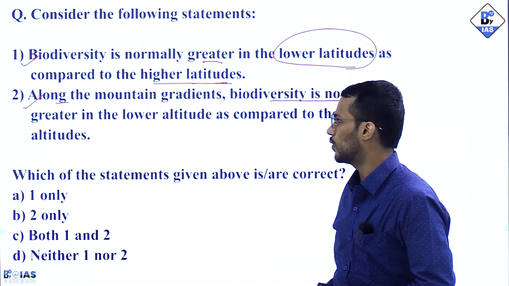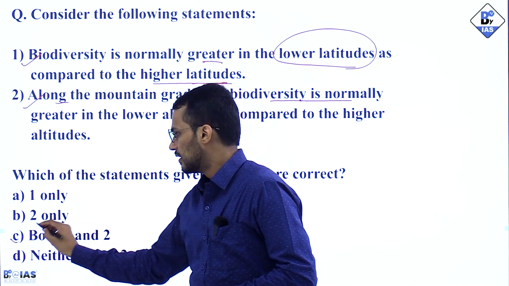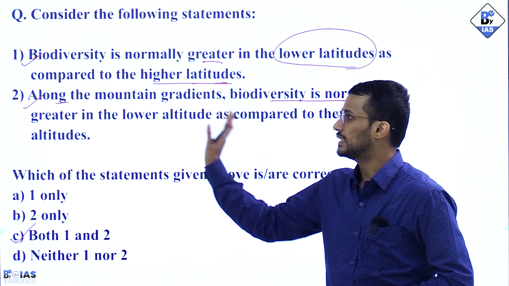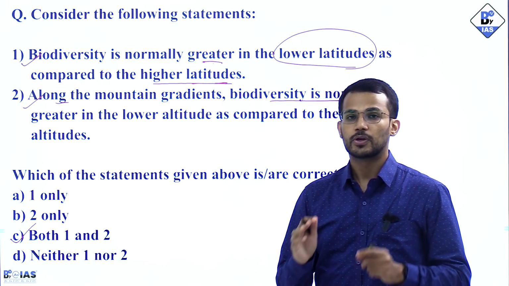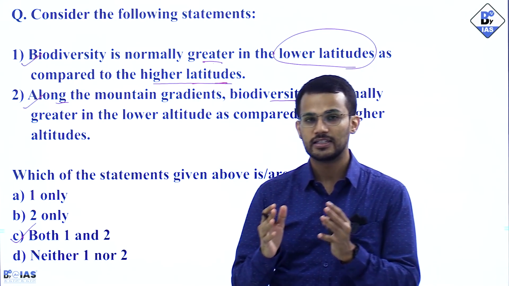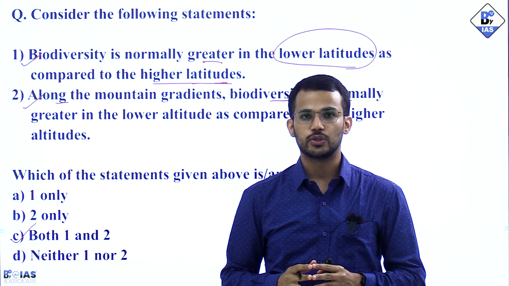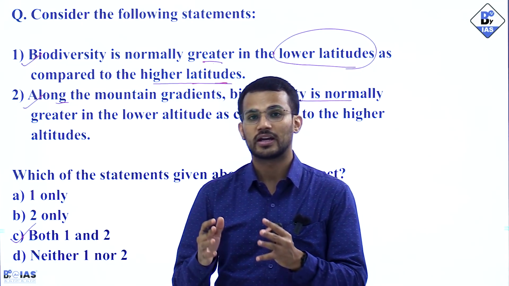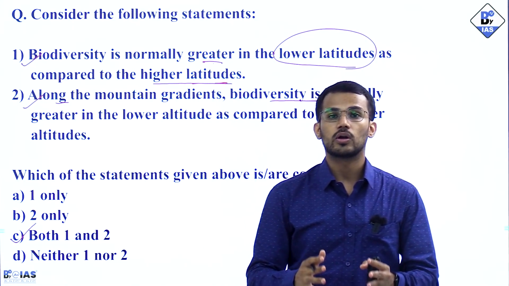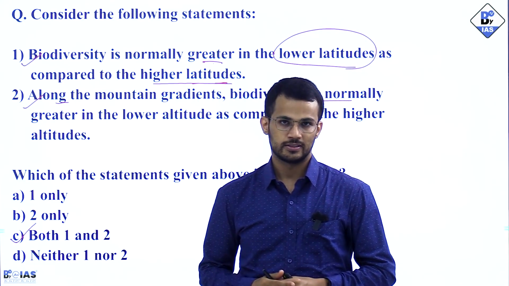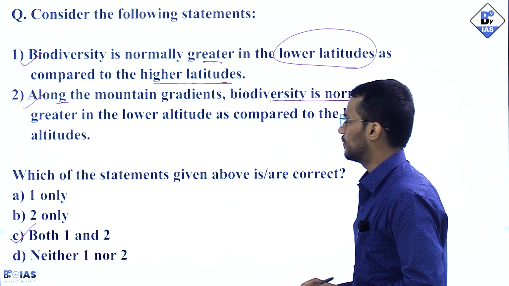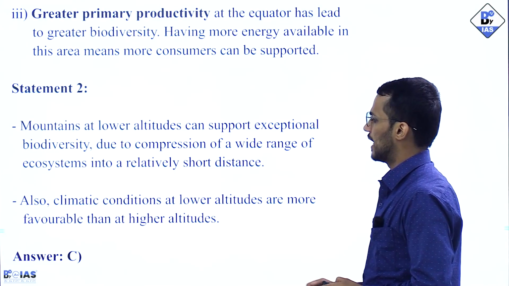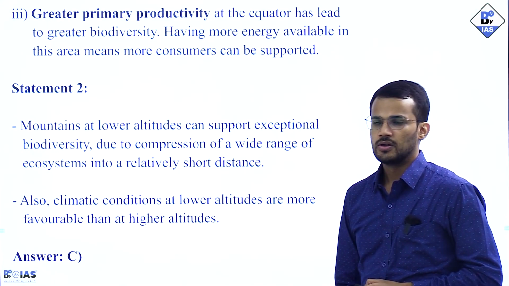And that's why the answer for this question is C, both 1 and 2, right? So both these statements are true, because biodiversity will be highest in the lower latitudes, and biodiversity is also greater at the lower altitudes of mountains, right? So both these statements are correct, and that's why the answer is C, right?